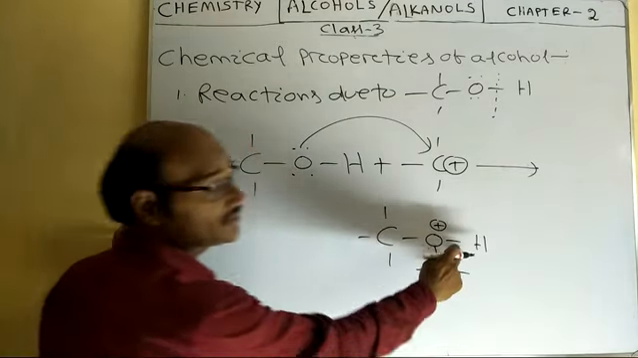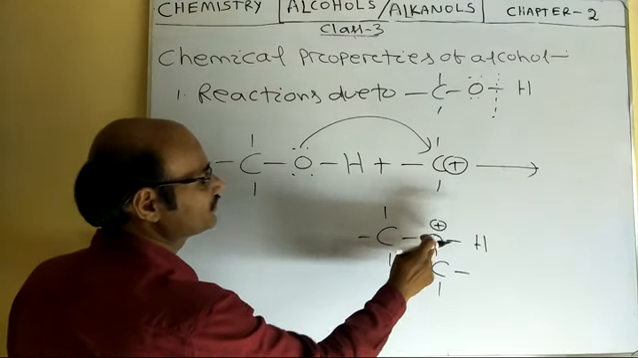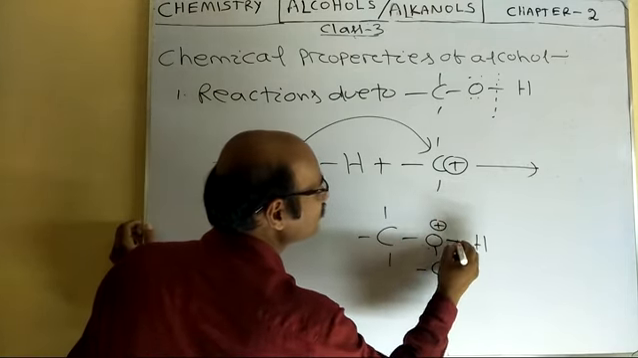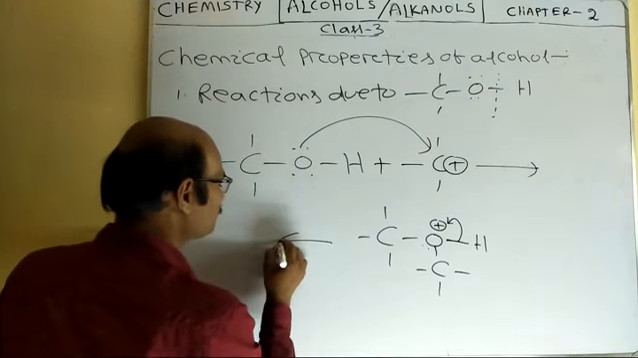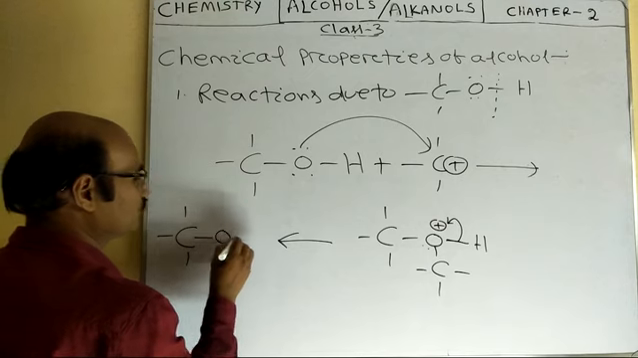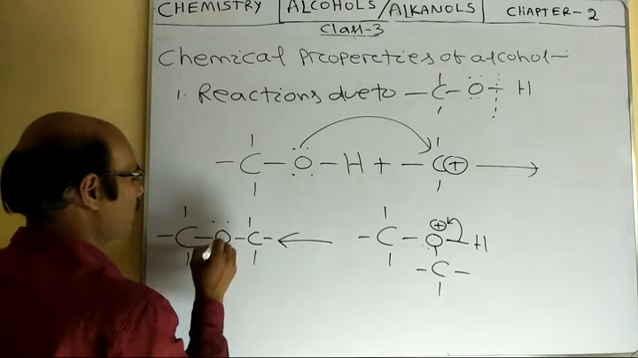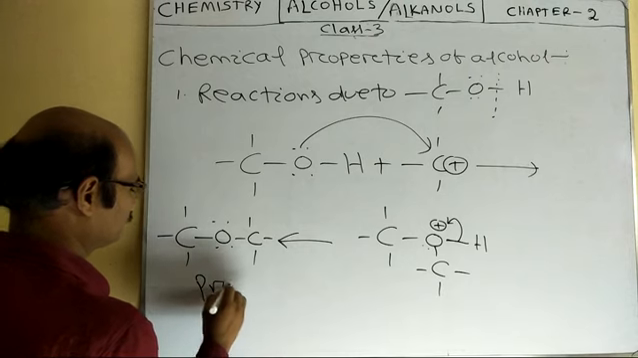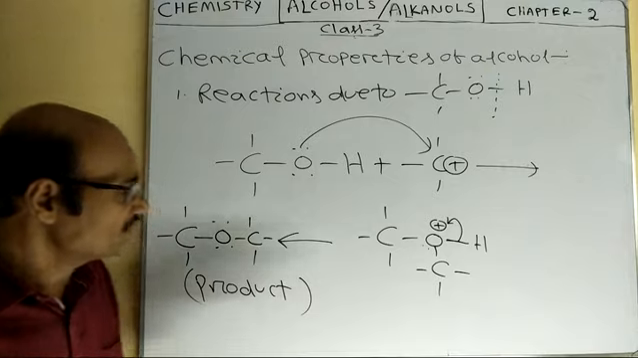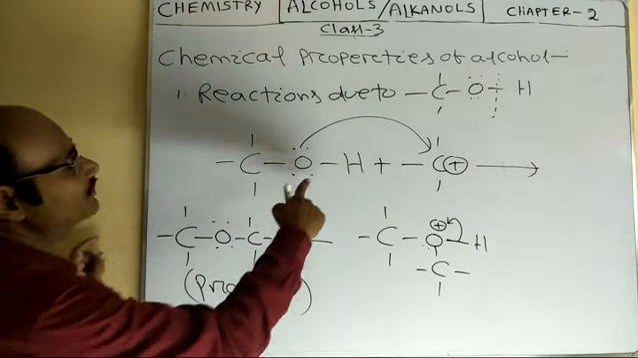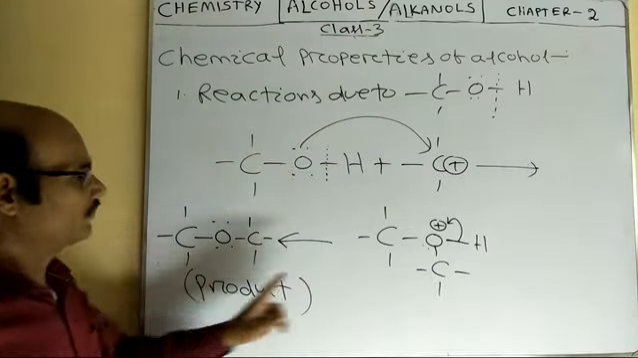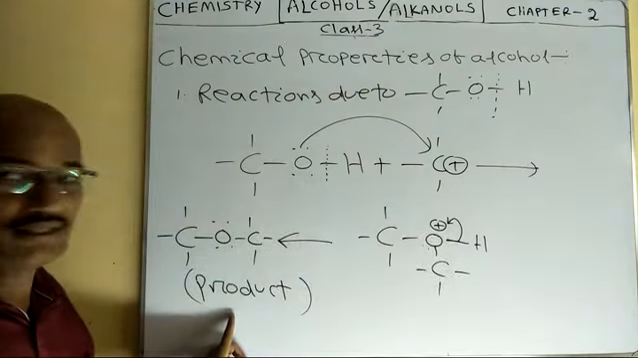Now this species has a positive charge, so it becomes unstable. It will give this one. So we get C, O, C. This is your product. So in this kind of reaction, the O-H bond is breaking, and we are getting this product.